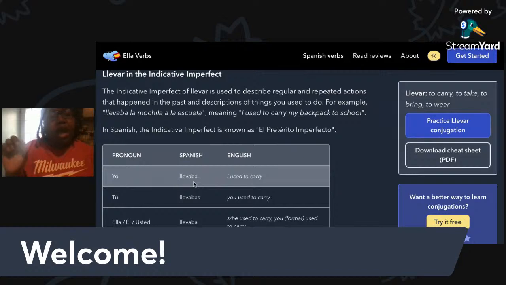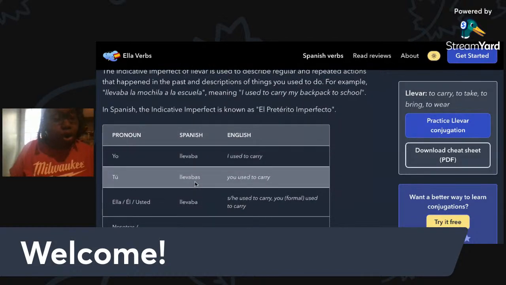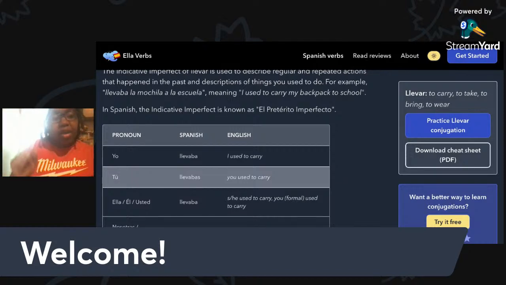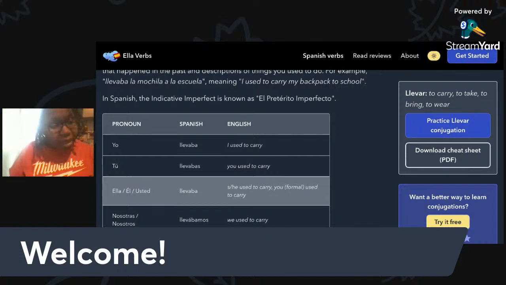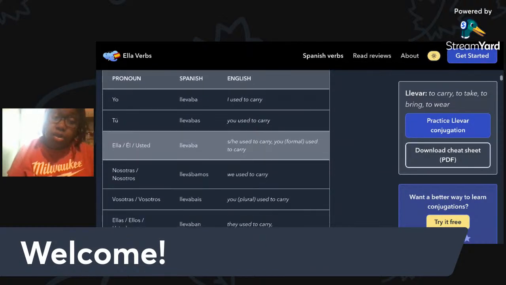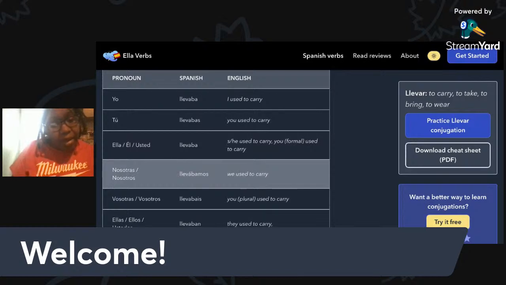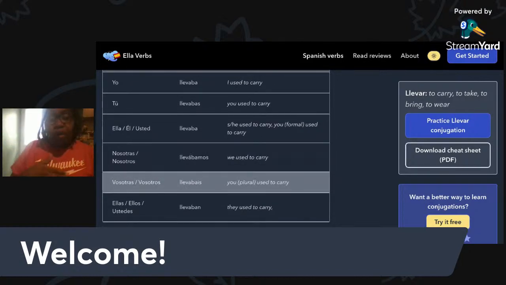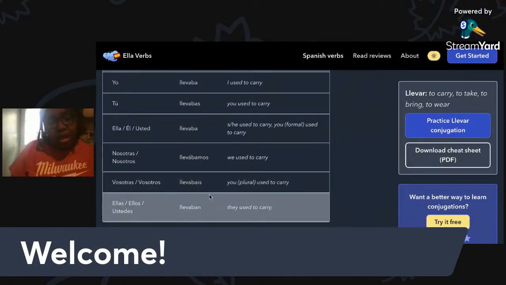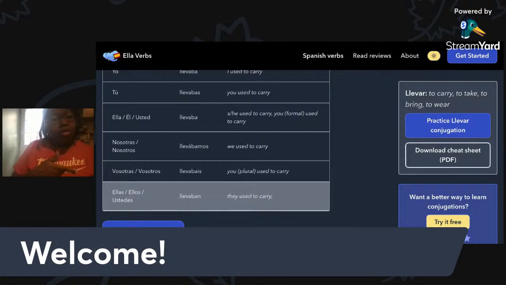Okay, and so instead of saying I used to, they just added to the word itself. Llevar could be I used to, llevaba. You used to, llevabas. She used to, llevaba. And we used to, llevábamos. And llevaban, they used to. It makes sense.